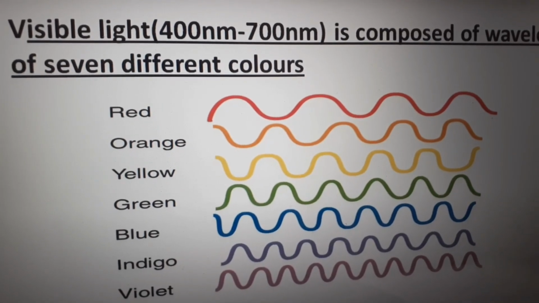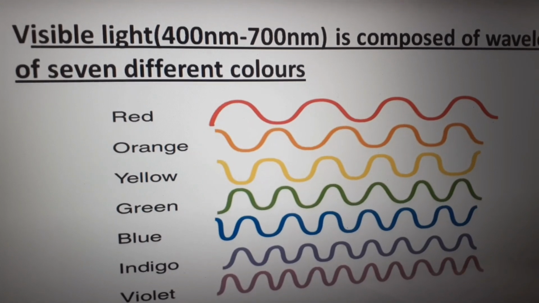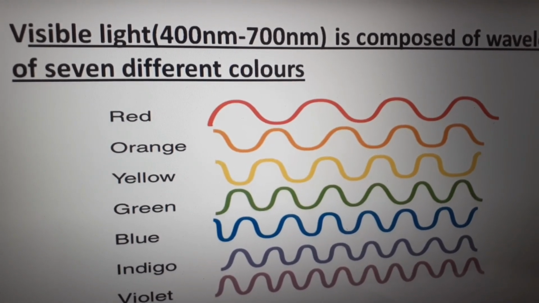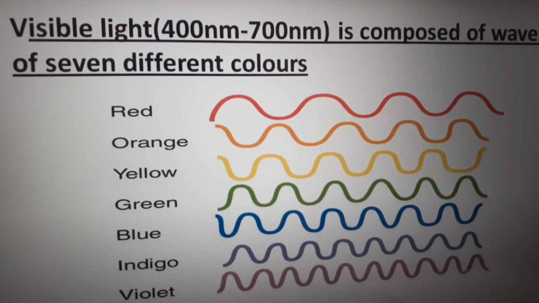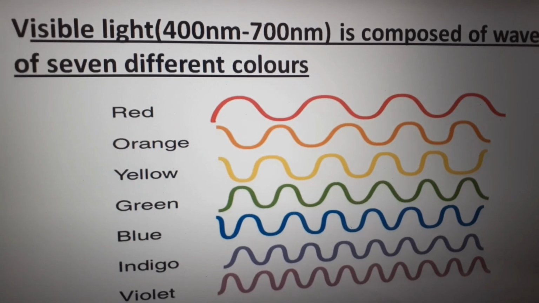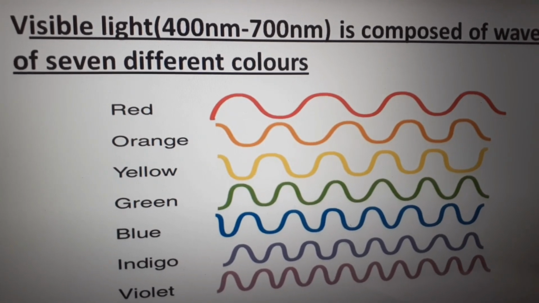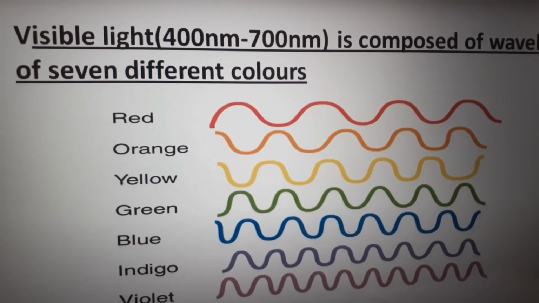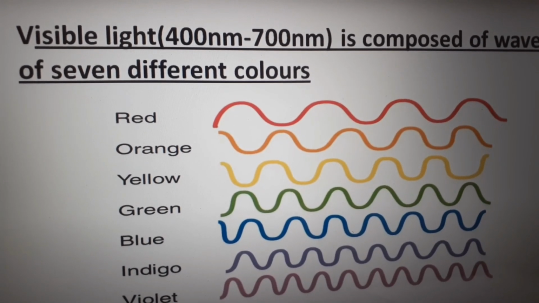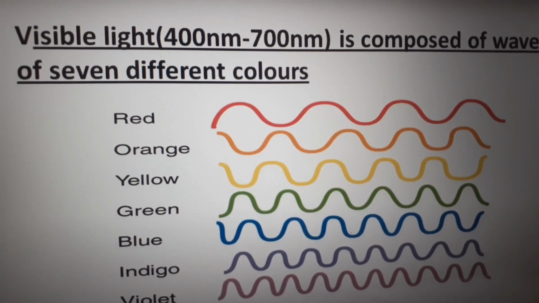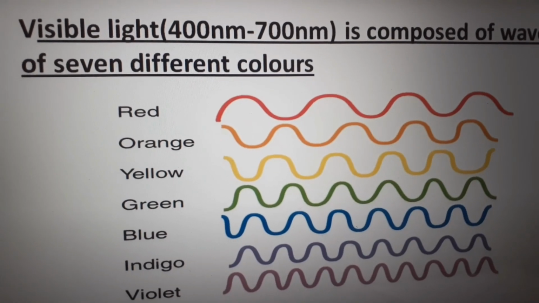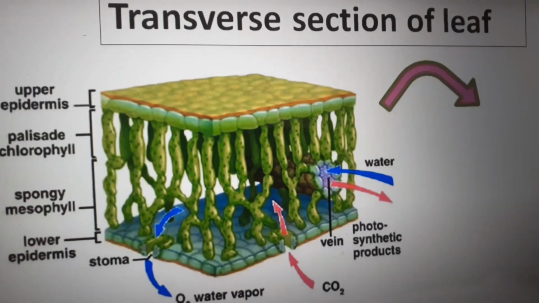Visible light ranging from 400 nanometers to 700 nanometers is composed of different wavelengths with different colors, that is red, orange, yellow, green, blue, indigo, violet. This visible light is important for plants for most activities such as photosynthesis. Visible light is composed of these 7 colors.